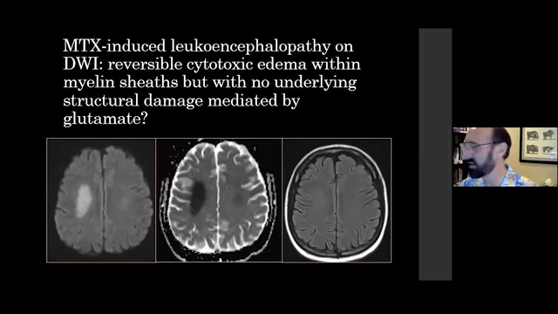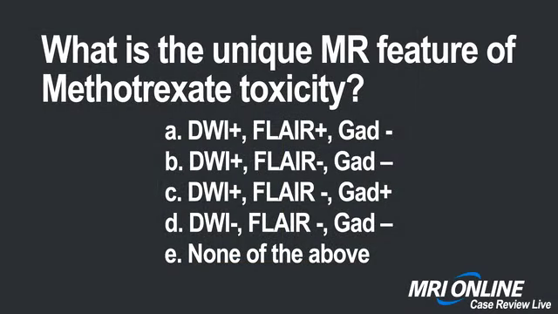In fact, let's go to the next question, Ashley. What is the unique MR feature of methotrexate toxicity? Is it DWI positive, FLAIR positive, but gadolinium enhancement negative? Is it DWI positive, FLAIR negative, but GAD negative? Is it DWI positive, FLAIR negative, GAD positive? DWI negative, FLAIR negative, and does not enhance on GAD, or none of the above? What is a unique MR feature of methotrexate toxicity? So people are putting DWI positive, FLAIR negative, GAD negative.